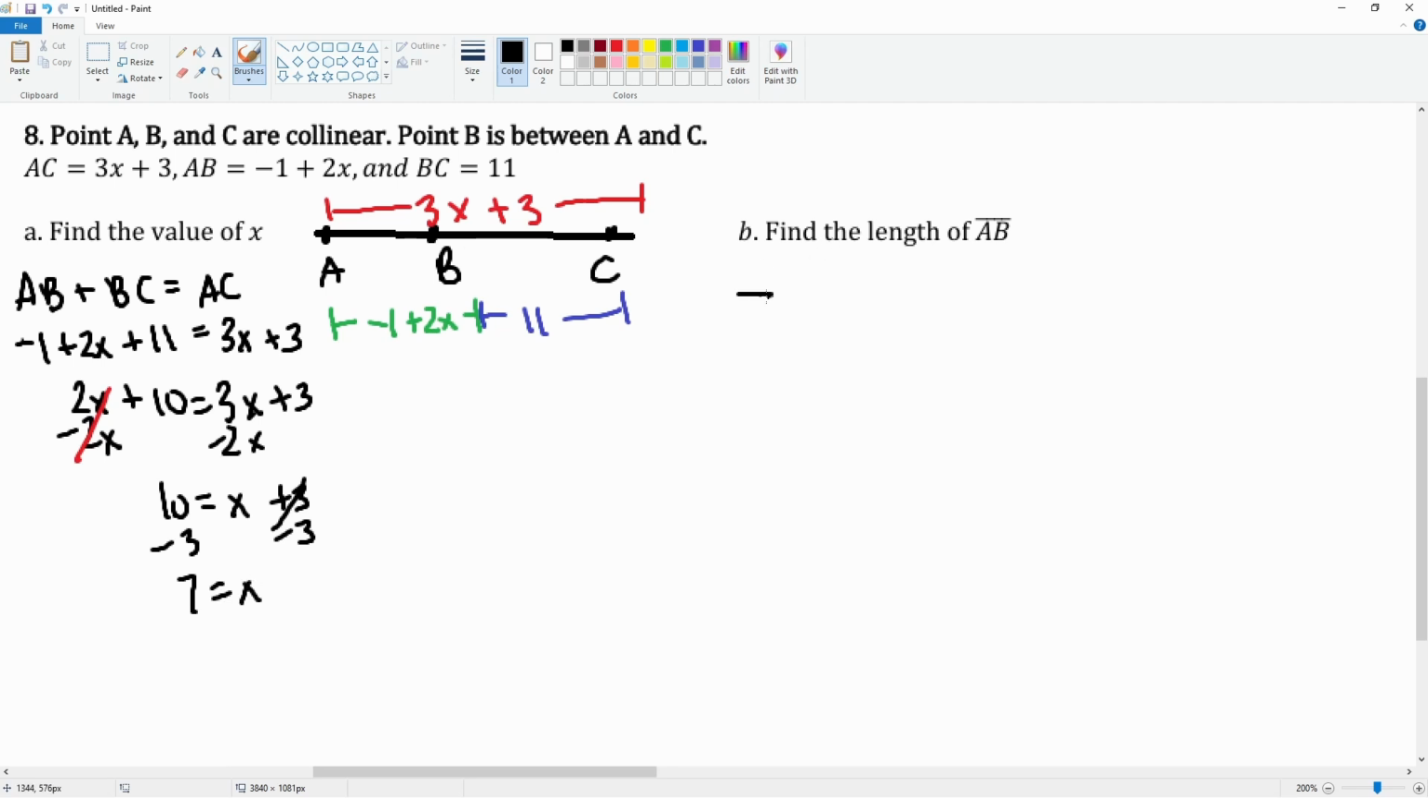Find the length of AB. Here, the length of AB is defined as just negative 1 plus 2x. Plug in your 7 for your x. Negative 1 plus 14. AB looks like that is equal to 13 in length.